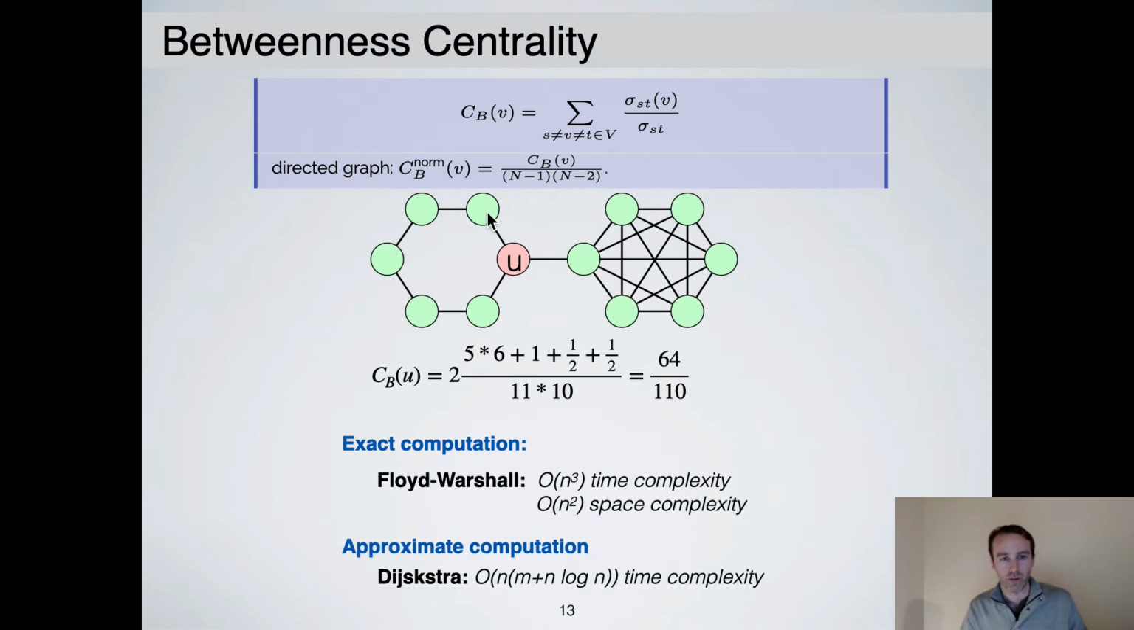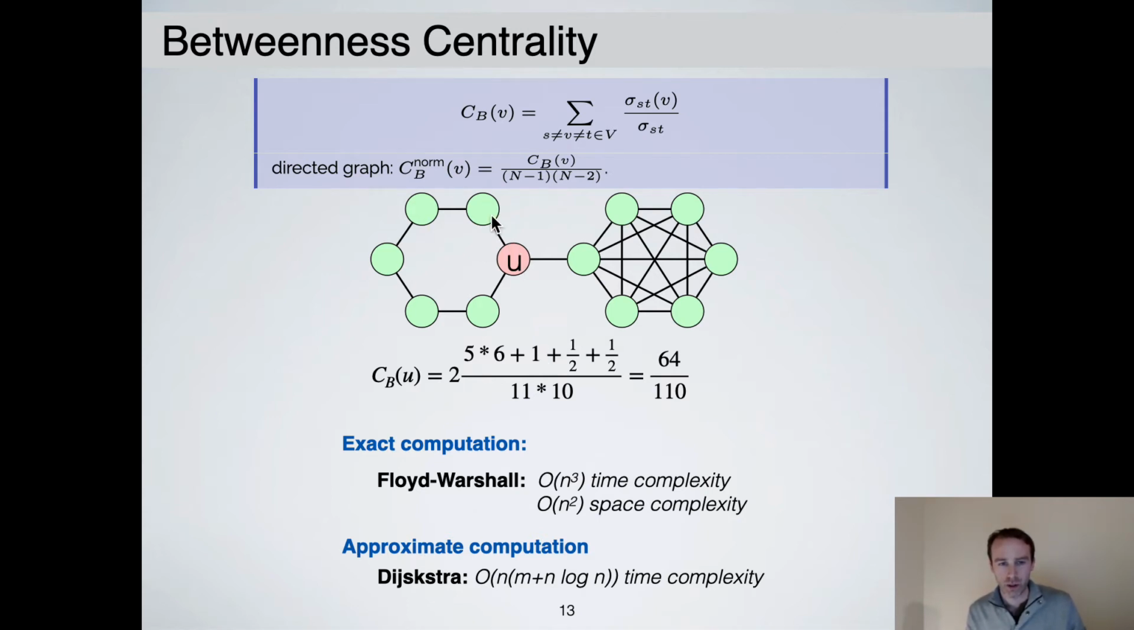Okay, so from this node to this node, the shortest path is this one, so it goes through U. Between this node and this node, again, I have to go through U. From this node to this node, I have to go through U, and so on and so forth. So there are 5 times 6, so 30 pairs of nodes for which the shortest path is going through U.